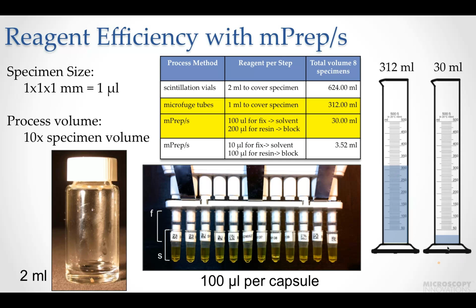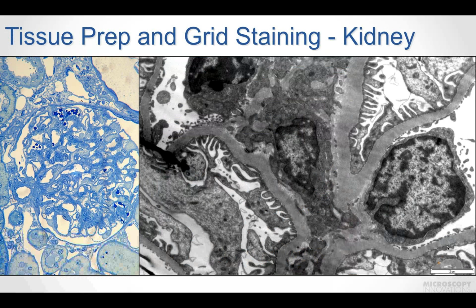Well, not surprising, things work just fine this way. And in fact, because we're not changing really the chemistry, we're just changing how the chemicals are delivered, we get results that are comparable to the best of any other methods. So here's an example of kidney prepared entirely and stained entirely using mPrep processing capsules. So a light micrograph and a TEM image.